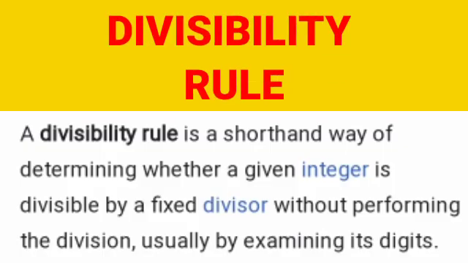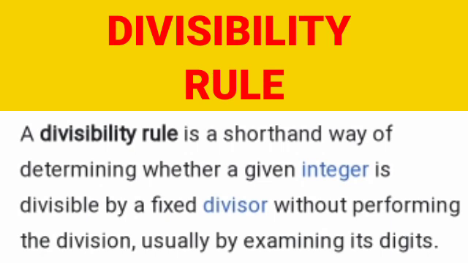And next is the divisibility rule. This is a rule which is a shorthand way of determining whether a given integer is divisible by a fixed divisor without performing the division. That means we want to test whether an integer is divisible by a fixed divisor but without actual division.